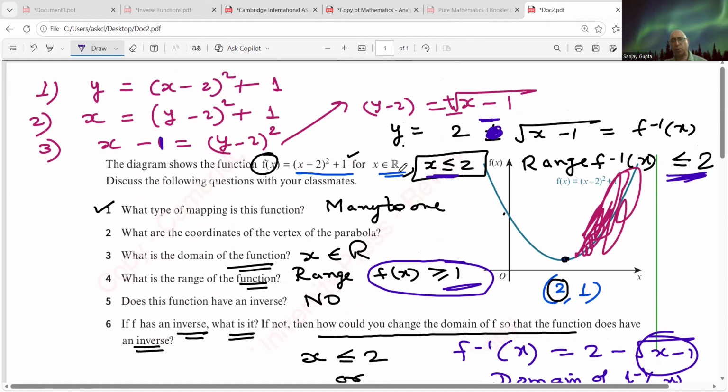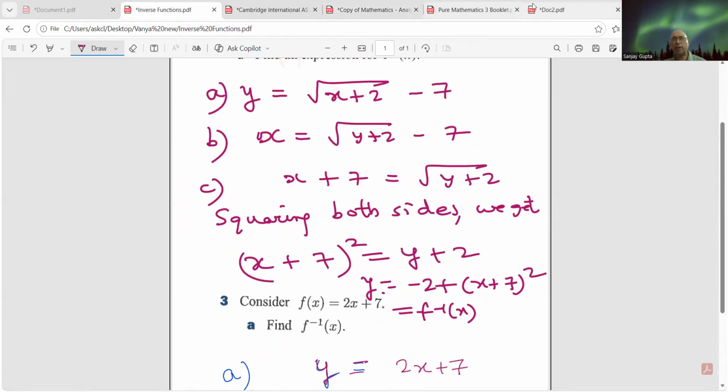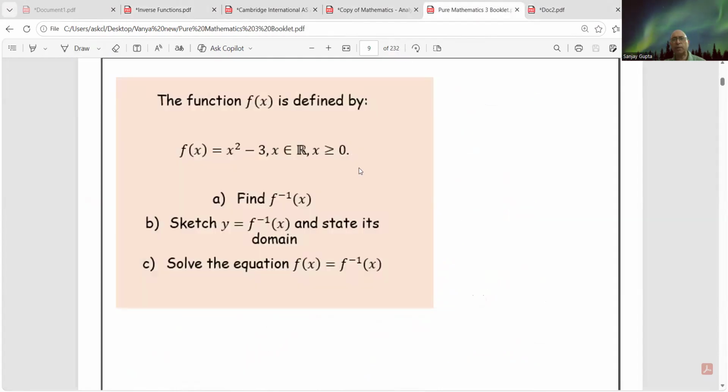Because if we take x belongs to R as the domain, then the inverse does not exist. But if we restrict the domain to either the left side of the vertex or the right side of the vertex, then we will be able to write the inverse function. So taking one more question here, which is again a quadratic only, but it becomes much easier than the previous question.